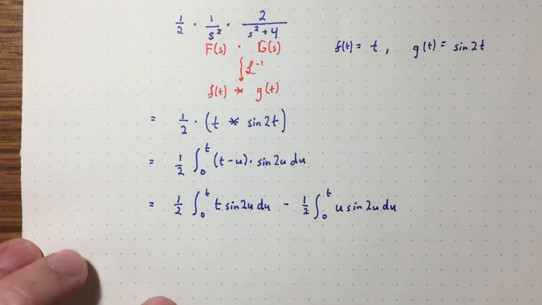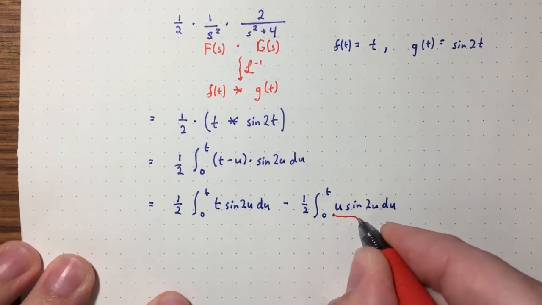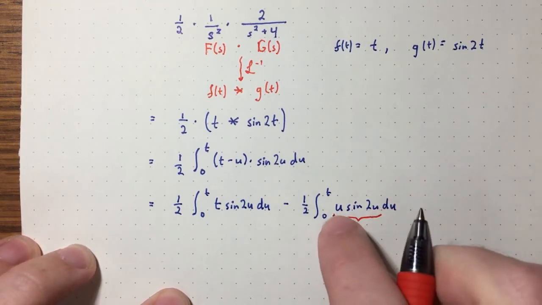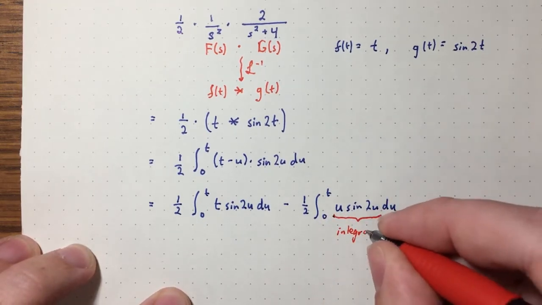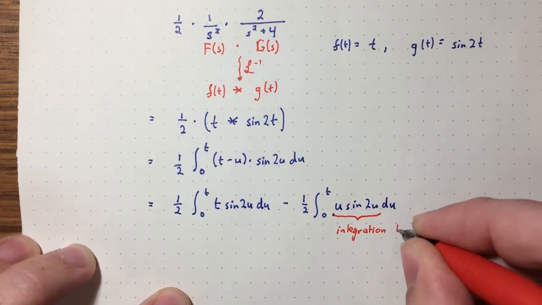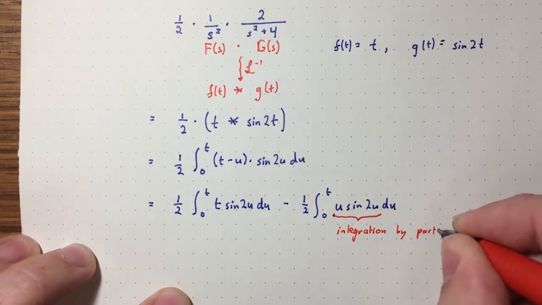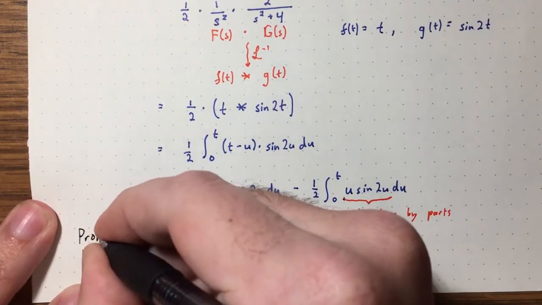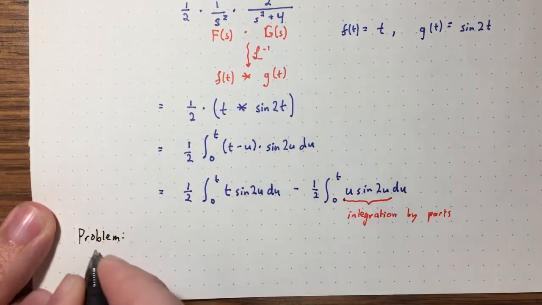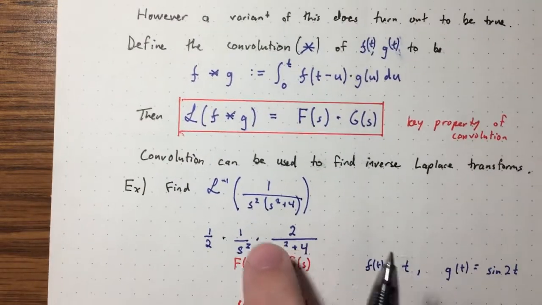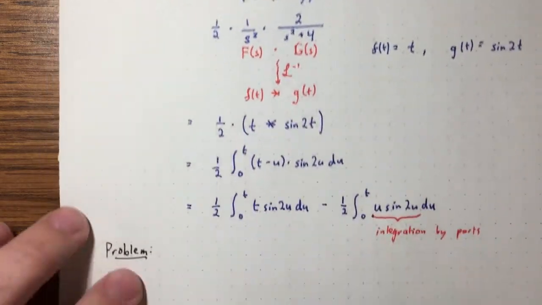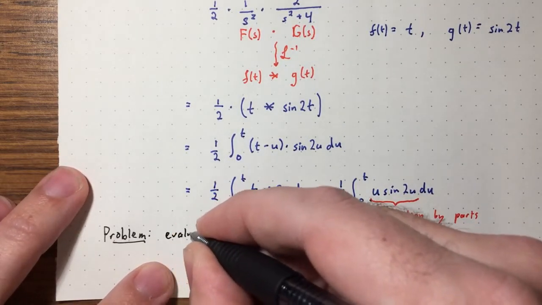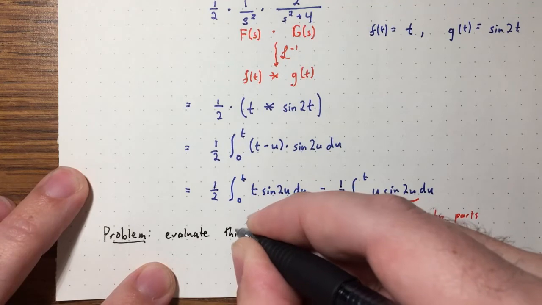For this one here, we'll need to use integration by parts. So we have a product of u and sine 2u. So this one we'll use integration by parts. Maybe I'll leave this as a problem for you to try. I'll tell you what the eventual answer is though, so you can check. You could also check by doing this the old way too, using partial fractions. But problem, evaluate this expression.